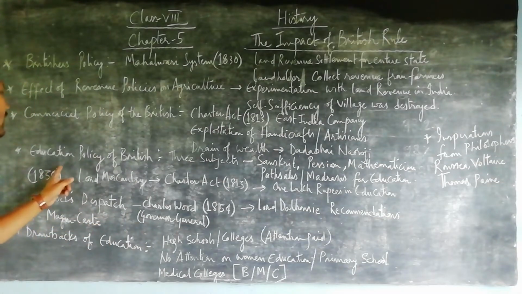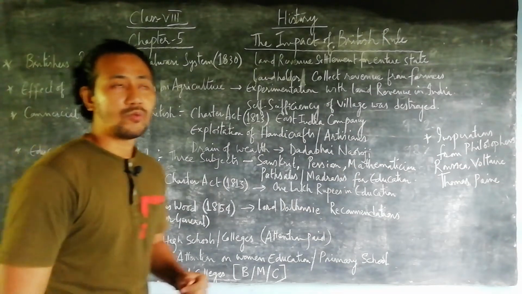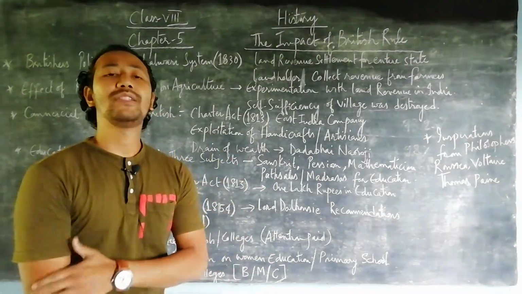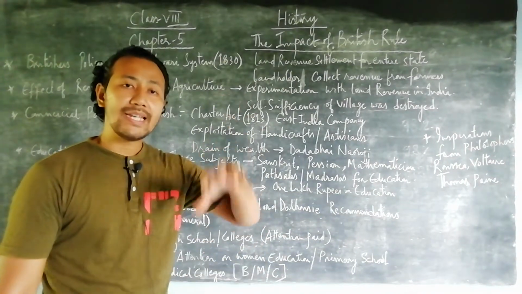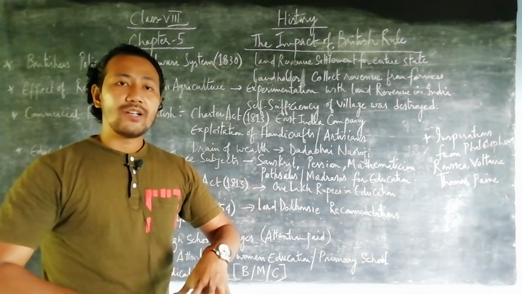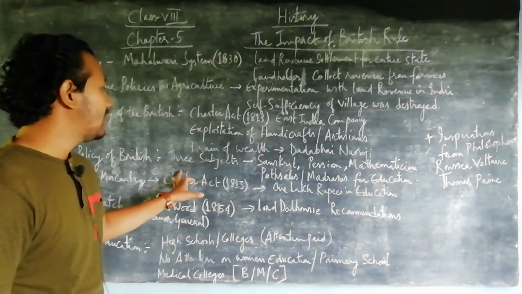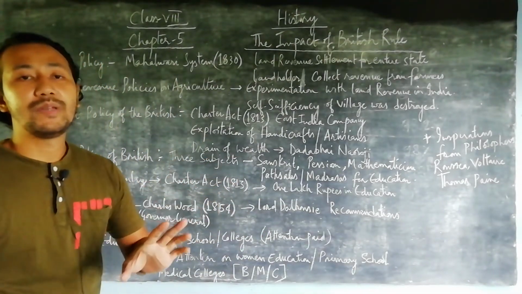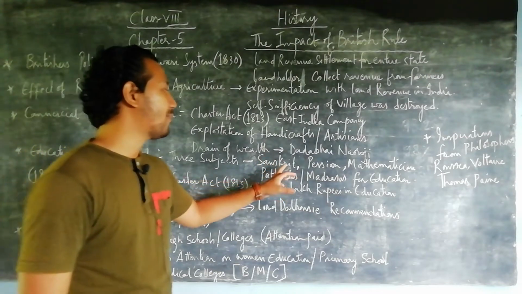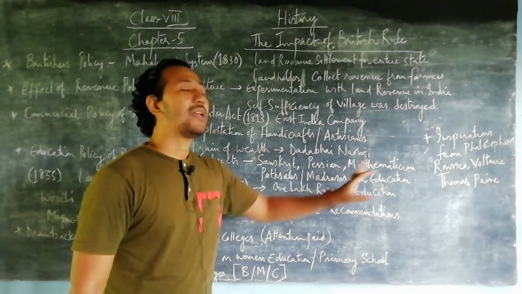Next, we focus on the education policy of the Britishers. So we all know what exactly the Britishers wanted in order to make India a dominant part under them. We see that mainly three kinds of subjects were being introduced in India during those times: Sanskrit, Persian and mathematics.